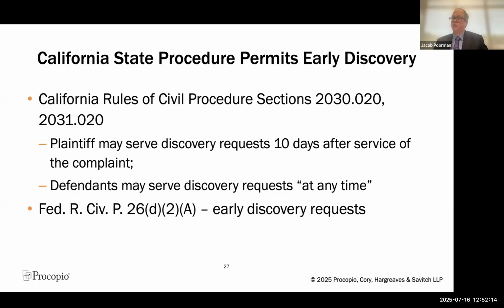Plaintiffs may serve interrogatories or document requests, which are often referred to as inspection demands in California procedure, on a defendant 10 days after serving that defendant with a complaint. A defendant may serve interrogatories and inspection demands at any time.